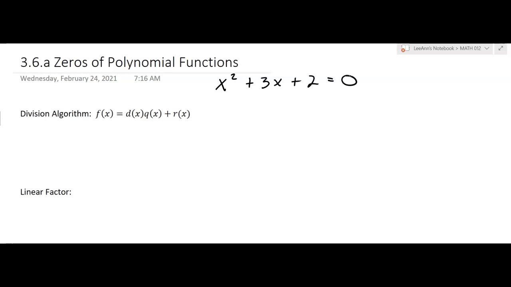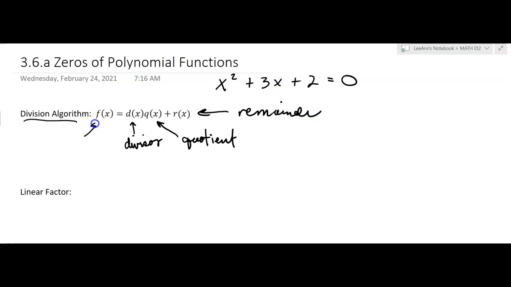Okay, so here's a review of the division algorithm. It says if you've got some function, you can divide it by another function and get a quotient and a remainder. So when we're dividing, we have a divisor, and if we multiply it times the quotient, and then add the remainder, we get the dividend. Okay, that's what the division algorithm says.